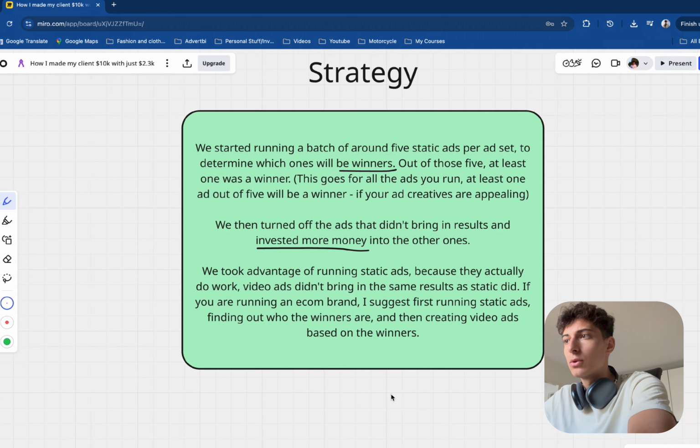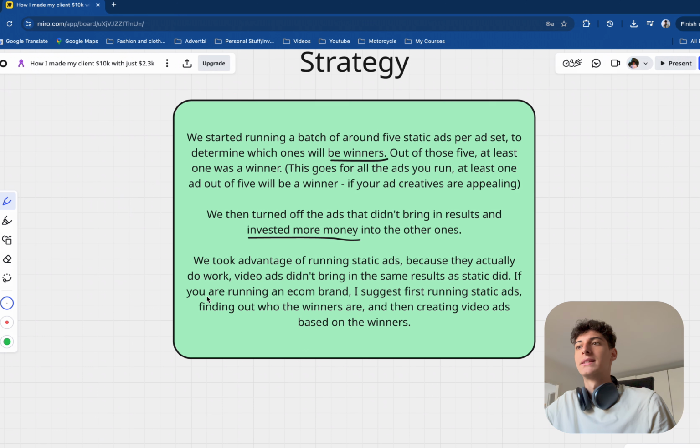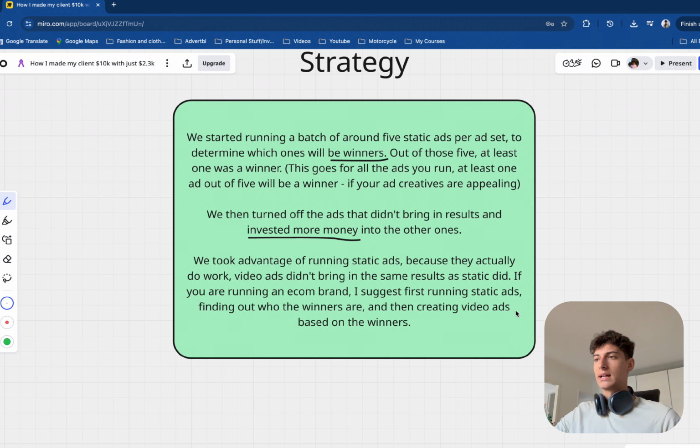Now, we took advantage of running static ads because they actually do work. Video ads didn't bring in the same results as static did, and of course, we tested it and ran it, and it didn't. If you're running an e-com brand, I suggest running static ads, finding out who the winners are, and then creating video ads based on the winners, and of course testing those. But in general, if you're an e-commerce brand, I suggest sticking with static ads. It's what I've seen perform. I've done this for another brand.